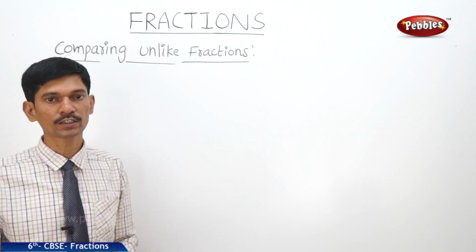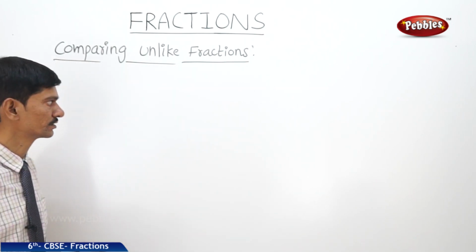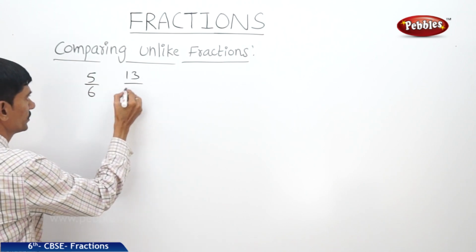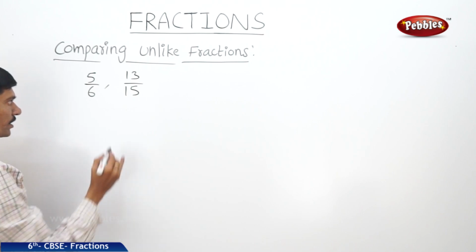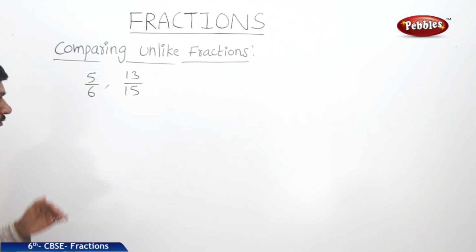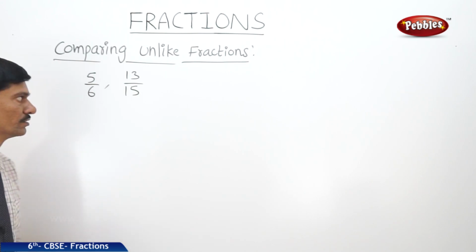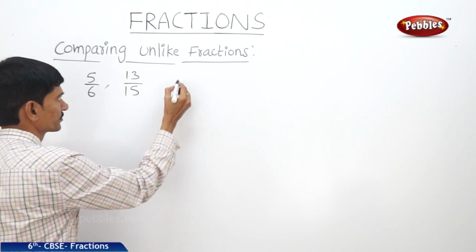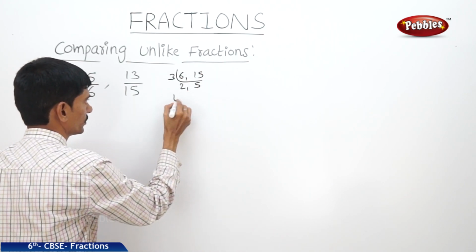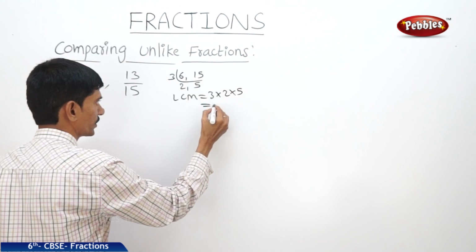So in this way, by finding the equivalent fractions of the given fraction, we can compare the two fractions. But sometimes it is difficult to find the equivalent fractions of the given fraction. Then how to compare two fractions? Now let us take an example, 5 by 6 and 13 by 15. So then how to compare these two fractions? So first let us find the LCM of the denominators, means we have to find the equivalent fractions of these two fractions with the same denominator. So first let us find the LCM of the denominators, 6 and 15. So 3 2s are 6, 3 5s are 15. Then LCM equals 3 into 2 into 5. So 3 2s are 6, 5 are 30.